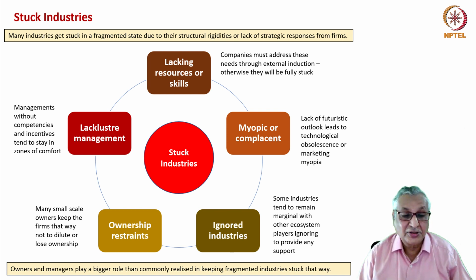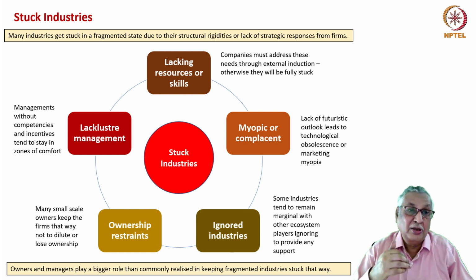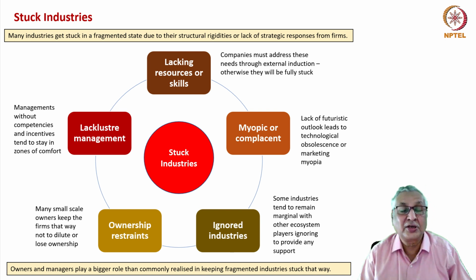Owners and managers play a bigger role than commonly realized in keeping fragmented industries stuck that way. So, if you want to change the nature of the industry from fragmented industry to a rejuvenating industry, or if you want to individually take the company out of the fragmentation constraint to one of dominance, or even take the company to another adjacent industry, you need vision, you need finance, and you also need management capabilities to achieve that.